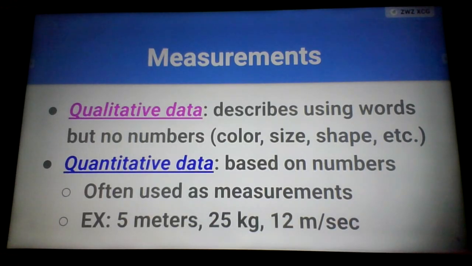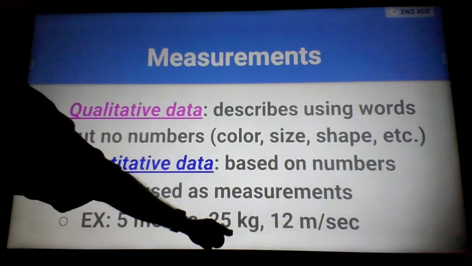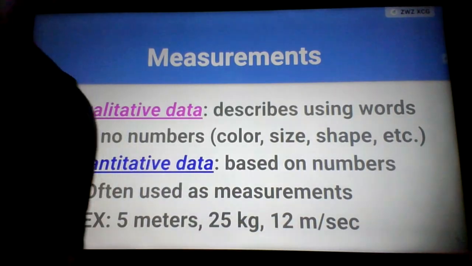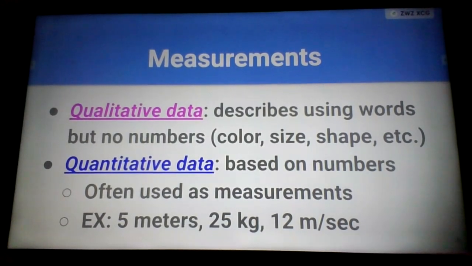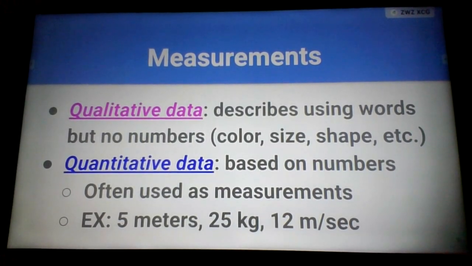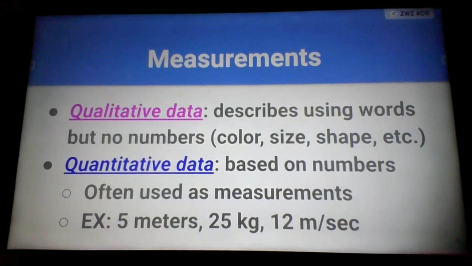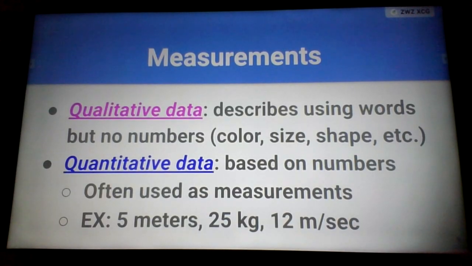Here are a few more examples. 5 meters, this is a distance. 25 kilograms is mass. 12 meters per second is a speed. Now, if I say 12 meters per second north, then I now call that measurement a velocity, and that's coming at a later time, the difference between speed and velocity. Ready?